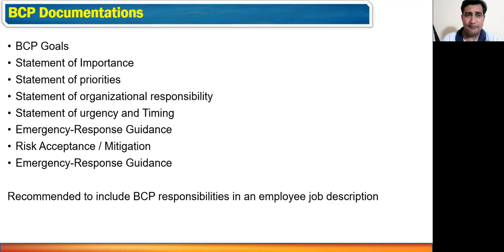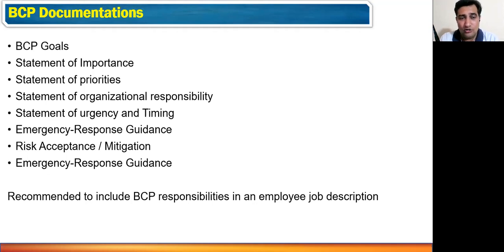So this slide talks about BCP documentation. How will the entire document flow work? You will document the BCP goals. You will document a statement of importance and a statement of priorities. What will be your priorities? What criteria are you following? Then a statement of organizational responsibility: who is responsible for what? Then a statement of urgency and timing, which talks more about your MTD, RPO, and RTO, right? Those things we will talk about. And then emergency response guidelines. This is where we will touch upon your disaster recovery plan as well.